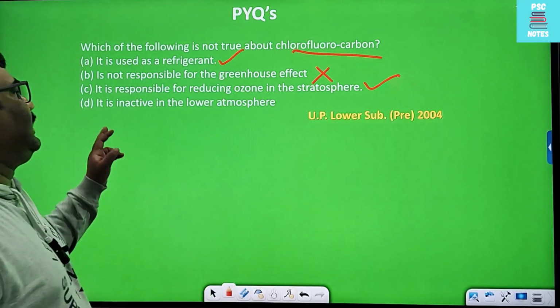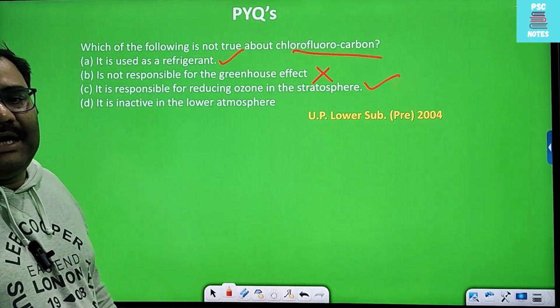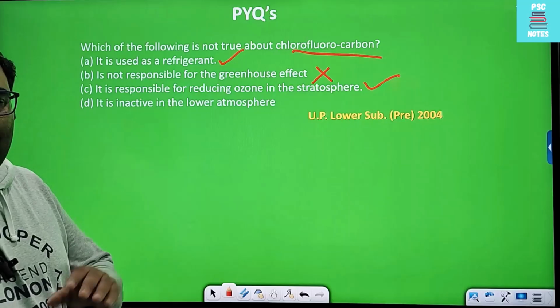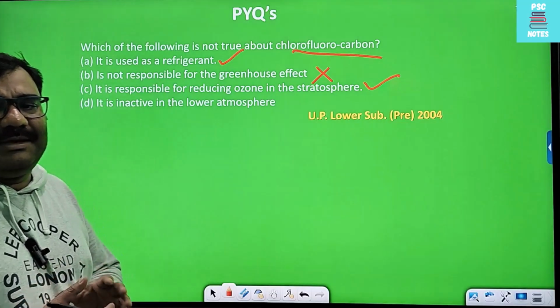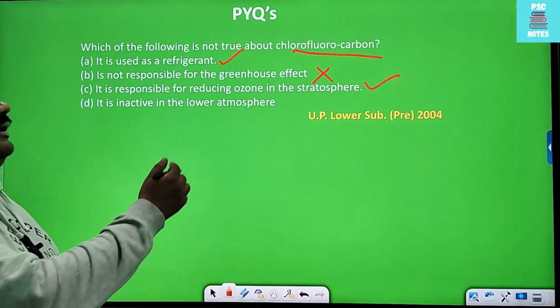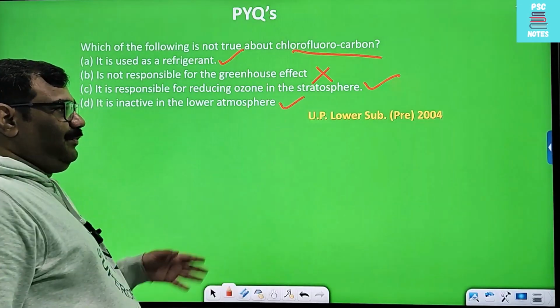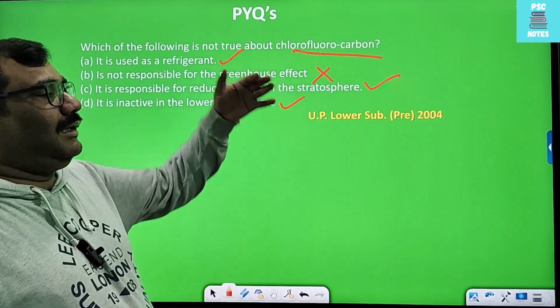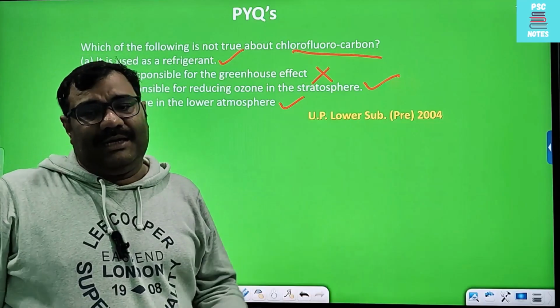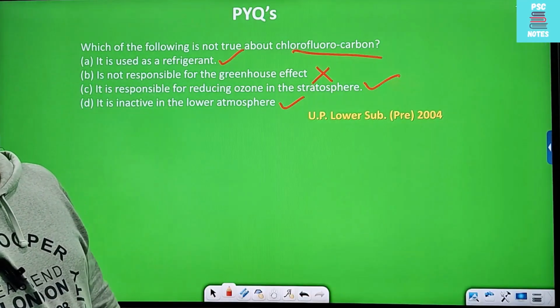ठीक है. It is inactive in the lower atmosphere. ये लोअर एटमोस्फेयर पे केमिकली स्टेबल है एंड डो नॉट रिएक्ट रेडिली, बट वी ऑलरेडी स्टडीड दैट एट द स्ट्रेटोस्फेयर, इट इज हाईली एक्टिव एंड ब्रेक्स डाउन, है ना.